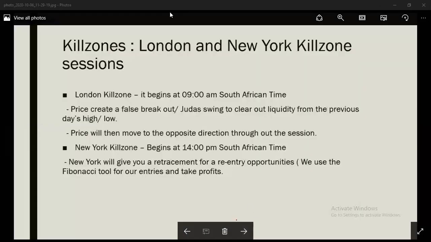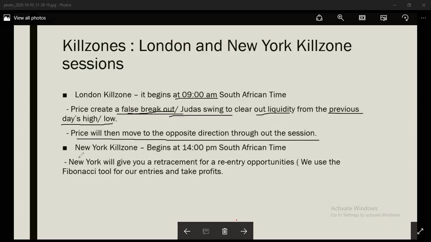So this one is for me, because I'm in South Africa. So in the morning, London begins at 9 a.m. Okay. So what do I expect? I expect a false breakout, or sometimes we call it a Judas swing, to clear out liquidity from the previous day's high, low, or Asian highs and lows. Then price will move in the opposite direction. New York begins at 2, but right now it begins at 3 because of the daylight saving thing. So New York is going to give me a retracement for a re-entry.